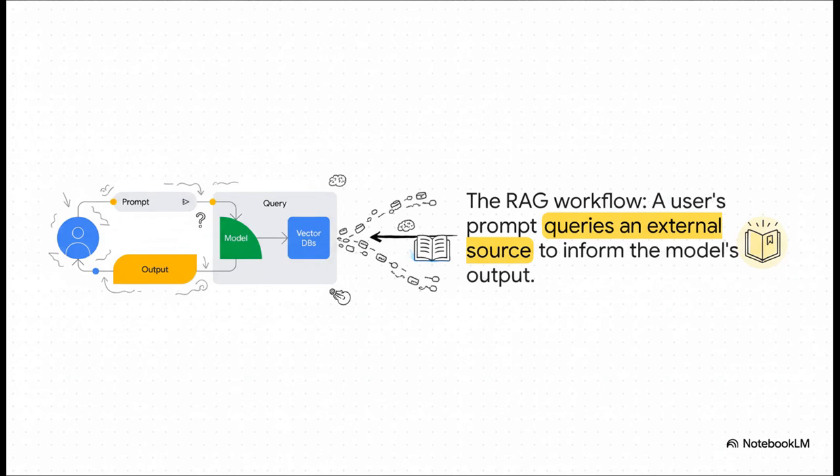A user's prompt doesn't just go straight to the AI model. No, first it triggers a query to an external data source, like a database or the internet, to pull in the relevant facts. So the AI is essentially getting an open book exam, not a closed book memory test.